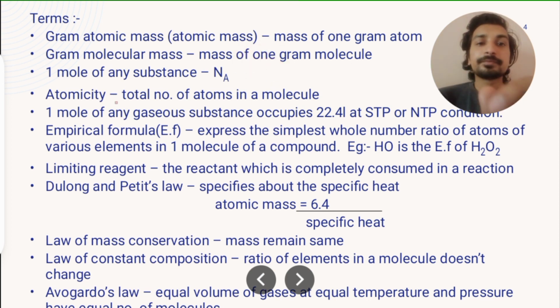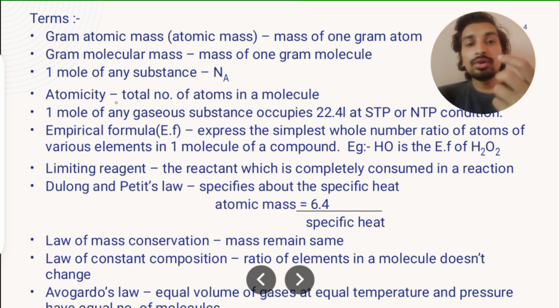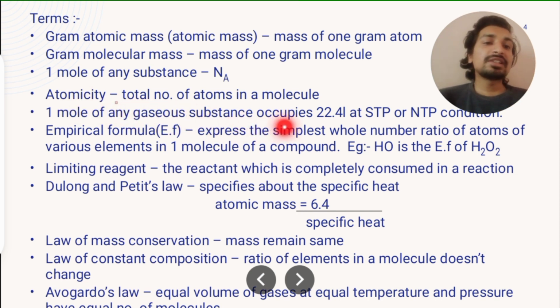And 1 mole of any substance contains Na particles. Atomicity means the total number of atoms in a molecule. How many atoms are present in a molecule? So if you take a gas H2, how many atoms are present in that gas? 2, right? So the atomicity of the gas is 2. 1 mole of any gaseous substance occupies 22.4 liters at STP or NTP. An empirical formula is the simplest formula. So HO will be the simplest formula of H2O2, because you need to take the ratio. 2 and 2 will get cancelled, so HO is the formula.